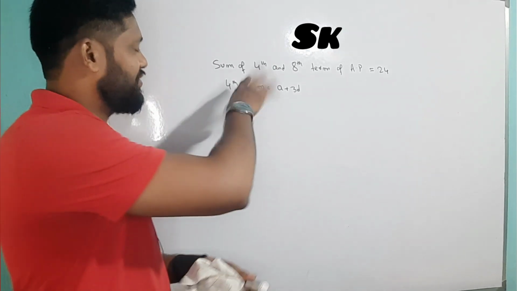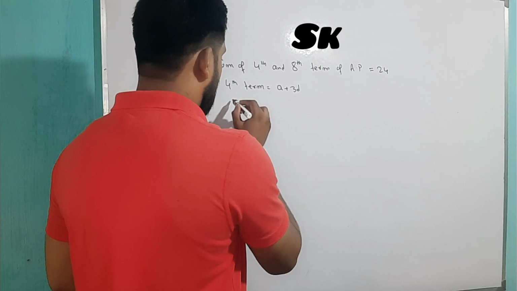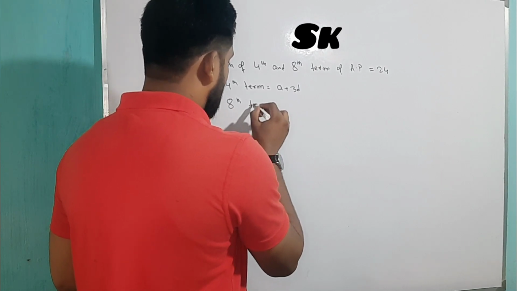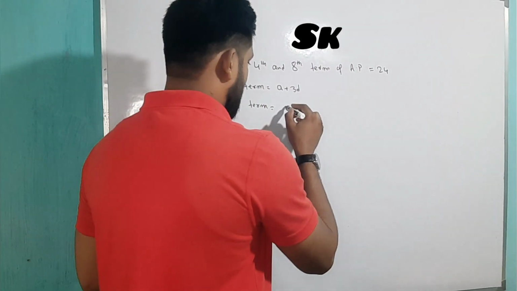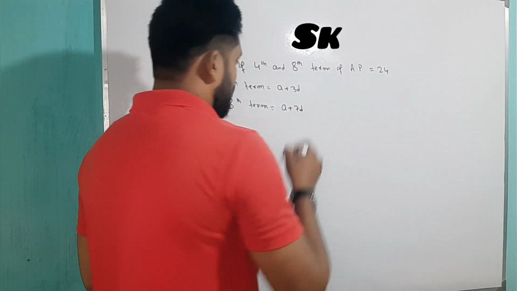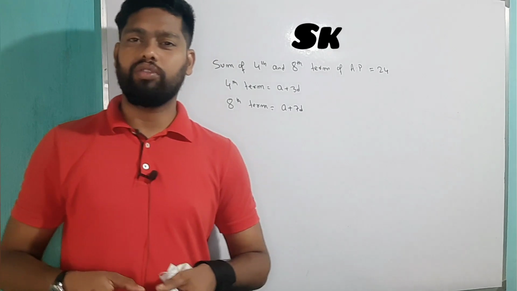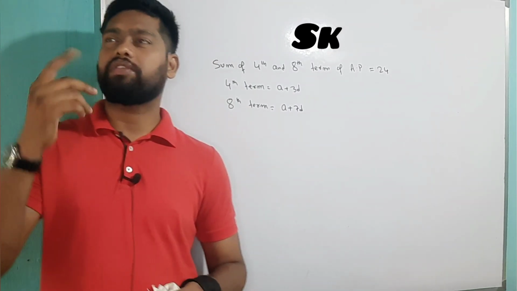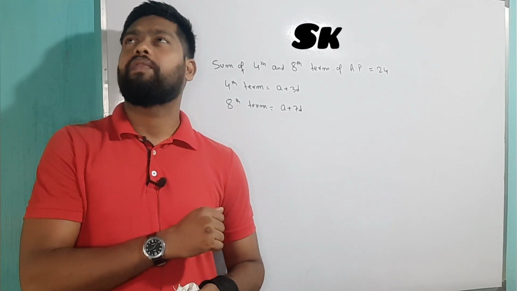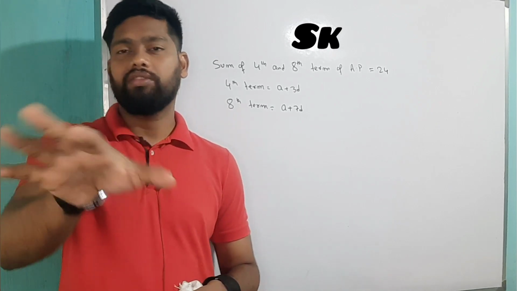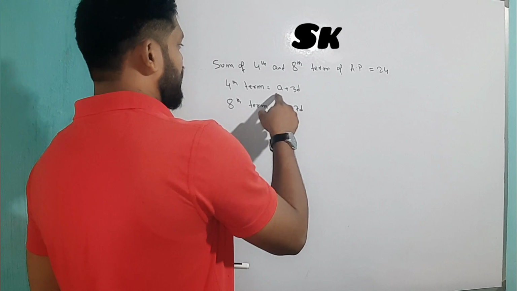Okay, 3d, this one. Same thing, 8th term. Again I have to think about it? No sir, we know this: a plus 7d. You made us in such a way that there is no need to think. Just like if you say 7th term, a plus 6d, 5th term, a plus 4d. So now we got the 4th term and 8th term.